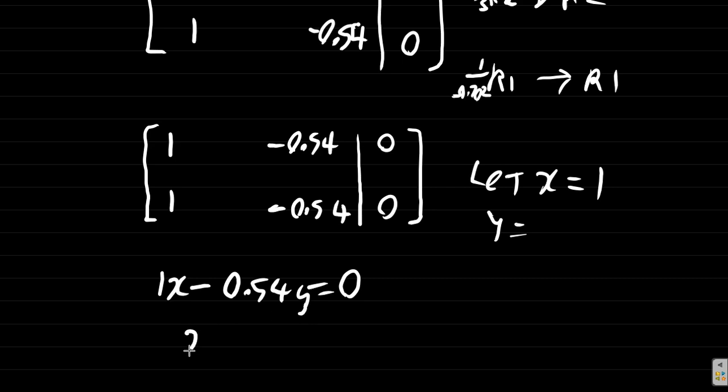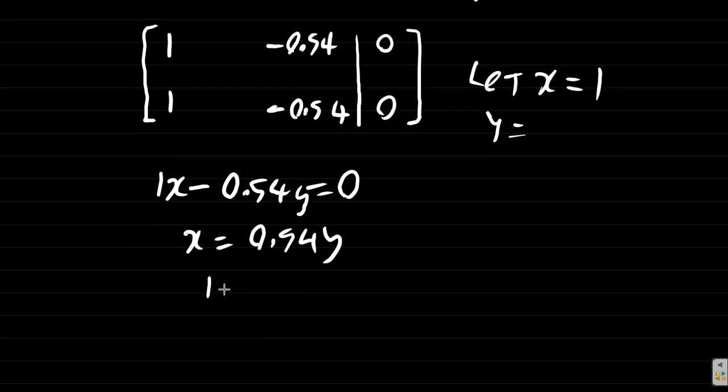Then it means that x is equal to 0.54y. Right? So, if x equals 1, then 1 is equal to 0.54y. So y would be 1 over 0.54. So when x equals 1, 1 over 0.54 will give us what?